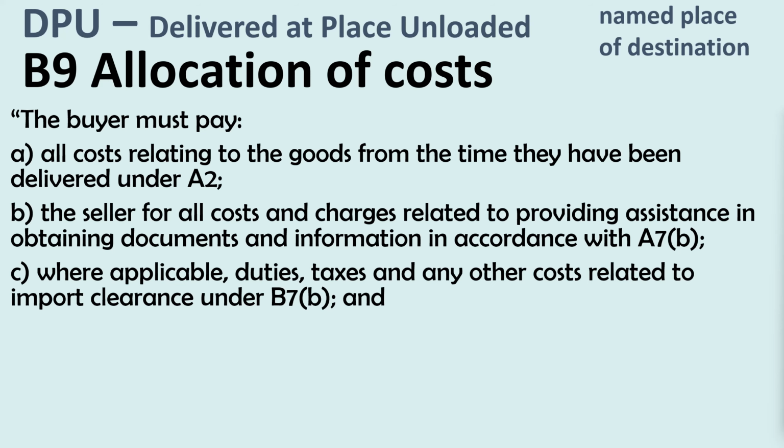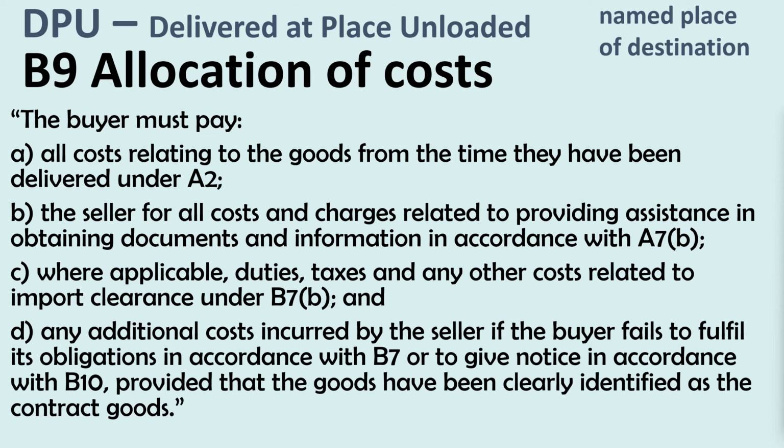The buyer must pay C, where applicable, duties, taxes and any other costs related to import clearance under B7B. And D, the buyer must pay any additional costs incurred by the seller if the buyer fails to fulfil its obligations in accordance with B7 or to give notice in accordance with B10, provided that the goods have been clearly identified as the contract goods.